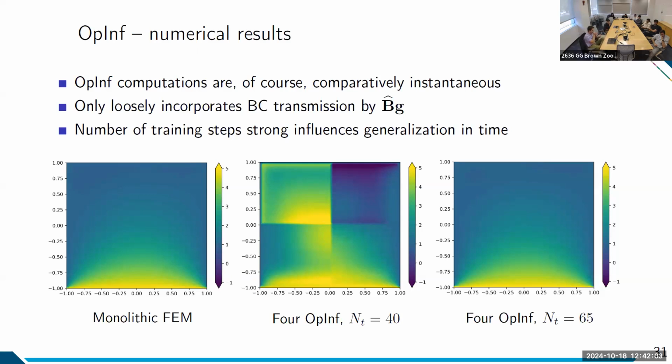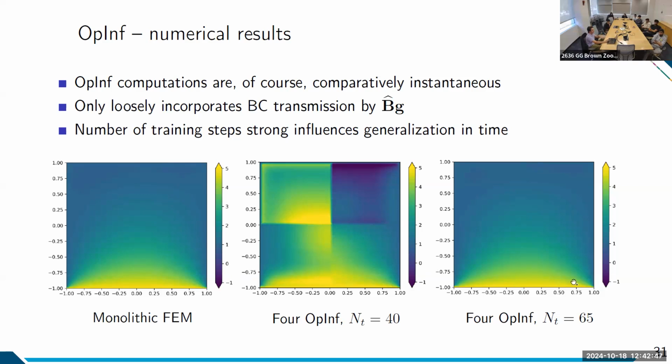You're not dealing with any nonlinear operators, and so these operations are practically instantaneous, especially compared to any sort of nonlinear solver that you might have generating this data. But the big problem with op-inf is that the action of these boundary terms is only incorporated very loosely through this boundary operator B hat, and so you get instances like this center term where, if you don't have enough training points, in this case 40 snapshots, that learned operator will not be able to accurately transmit boundary conditions between an unstable solution at the boundaries.